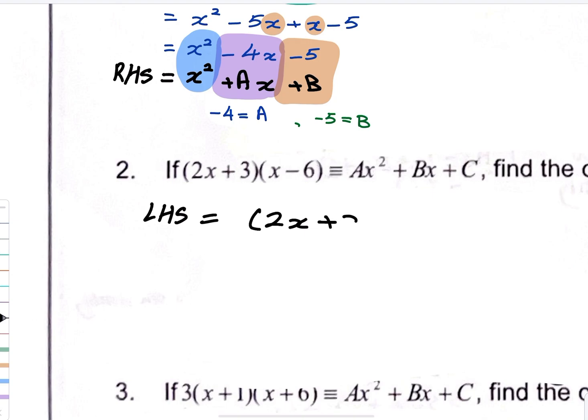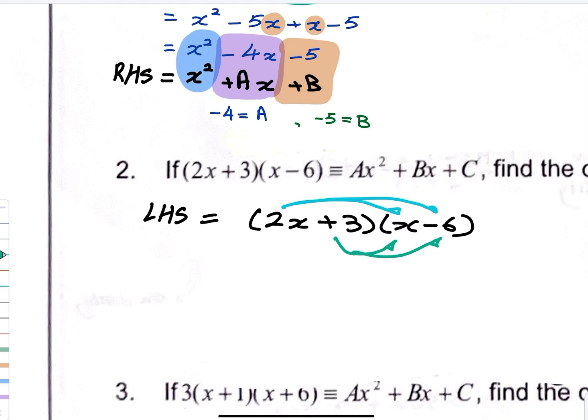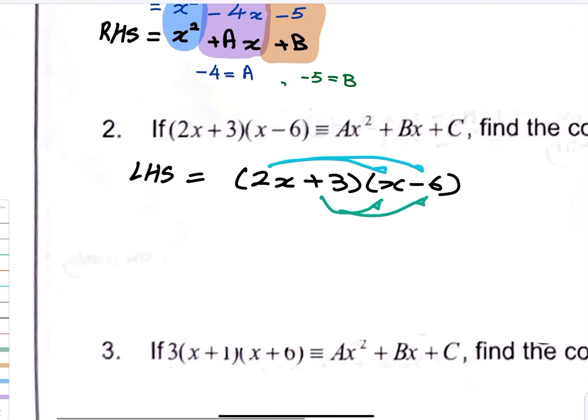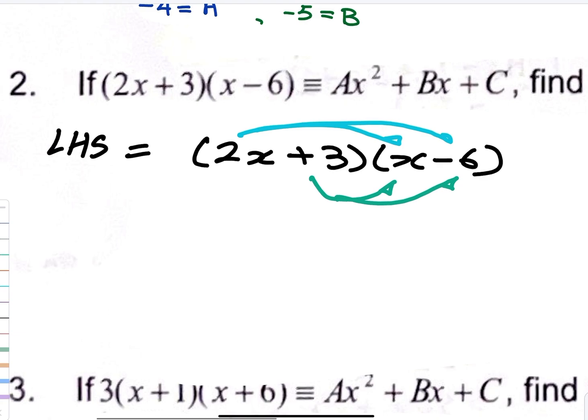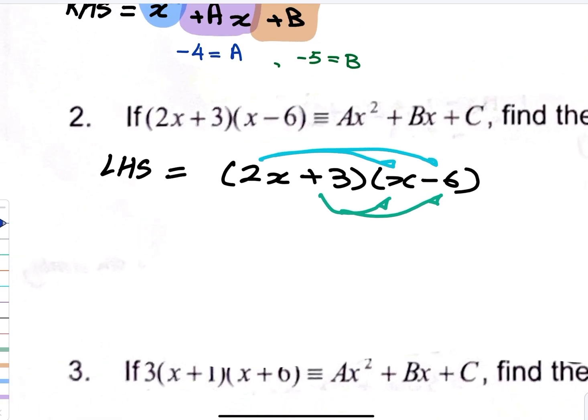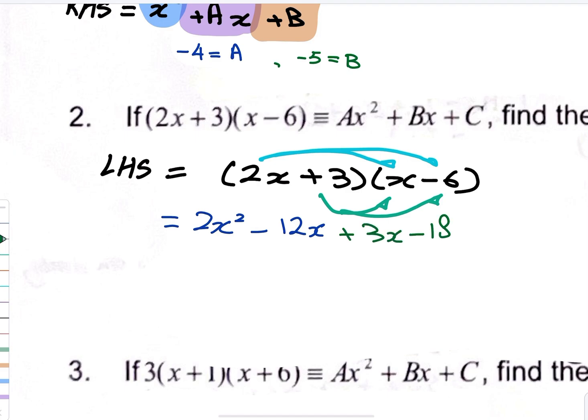2x plus 3, x minus 6, open up the bracket. It's okay, I don't want to torture your ears too much. So first one, 2x times x, you have 2x squared, and then 2x times -6, -12x, and 3 times x, you have positive 3x, 3 times -6, -18.